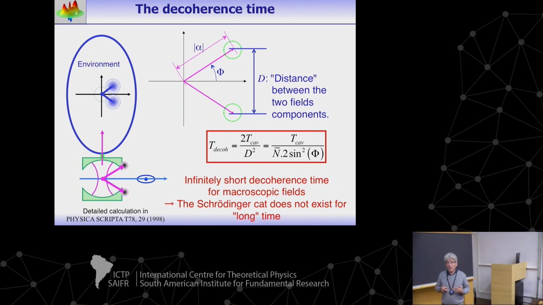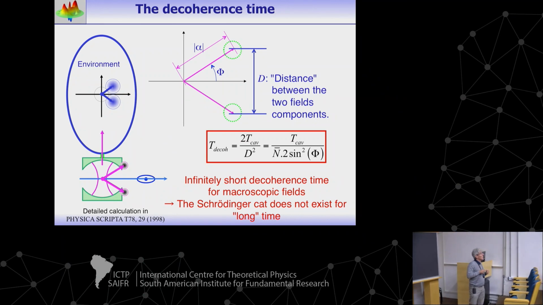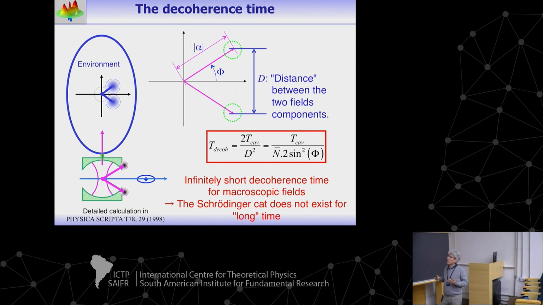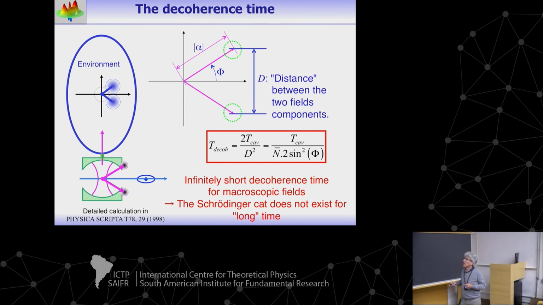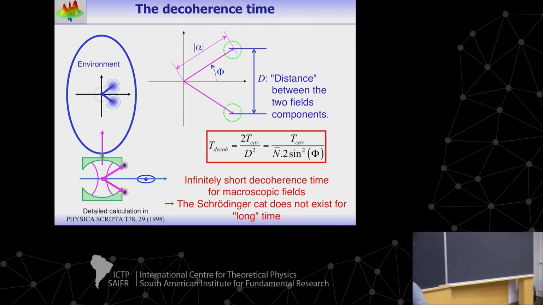And if you consider fields not with 1, 10, or 100 photons, but 10 to something, as radiated by a classical source, you basically, in practice, have no chance to observe a quantum state superposition of the field within the decoherence time scale, which becomes so short that it becomes shorter than any measurement time in the experiment.